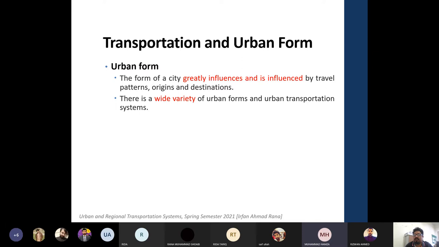Okay, great. So even if there are consistent travel distances between two points, the built up area along the routes can vary. It can vary. So there is no consistent urban form along the belt. Different varieties will happen.